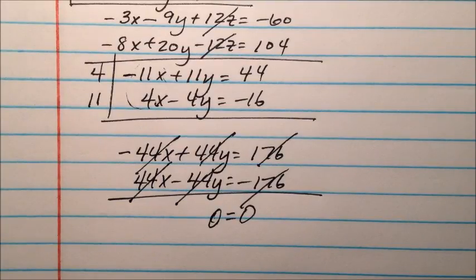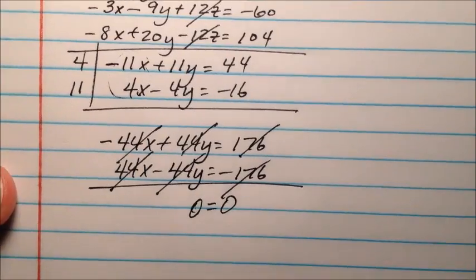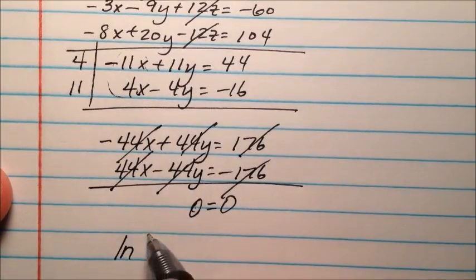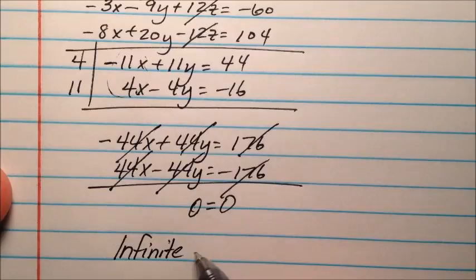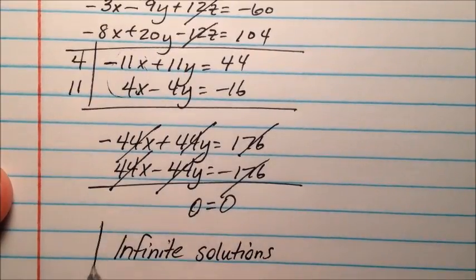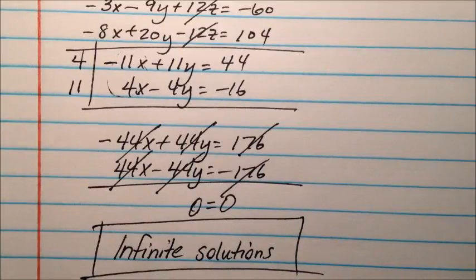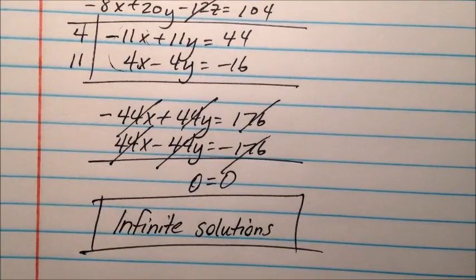Well, what happens when all your variables cancel and you're left with a true statement? Then the answer is infinite solutions. It doesn't matter what you put in for your variables, it'll work out to infinitely many solutions. So there you go. Number 46 is infinite solutions.